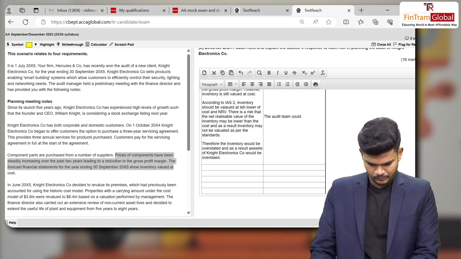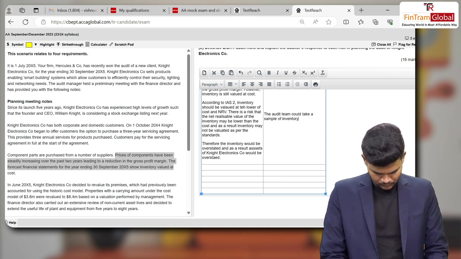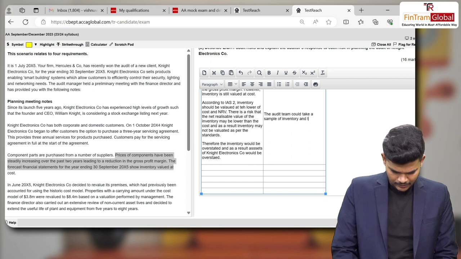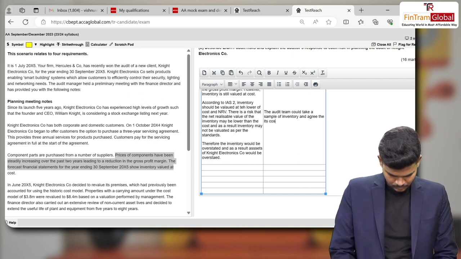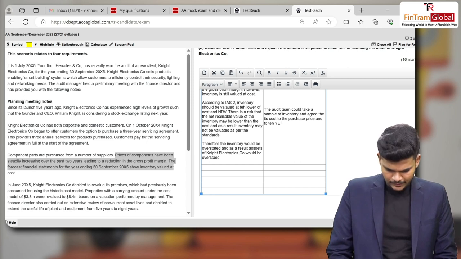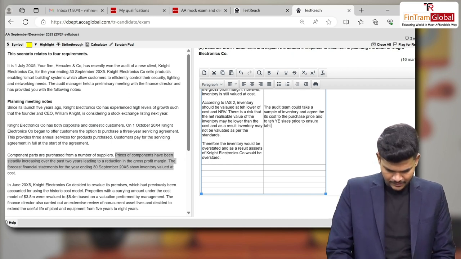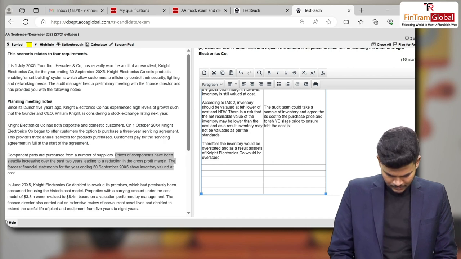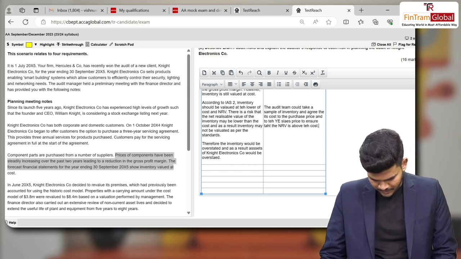could take a sample of inventory and agree its cost to the purchase price and to the year-end sales price to ensure that the cost, or the NRV, is above cost. Okay, folks, this is something that we can definitely do.